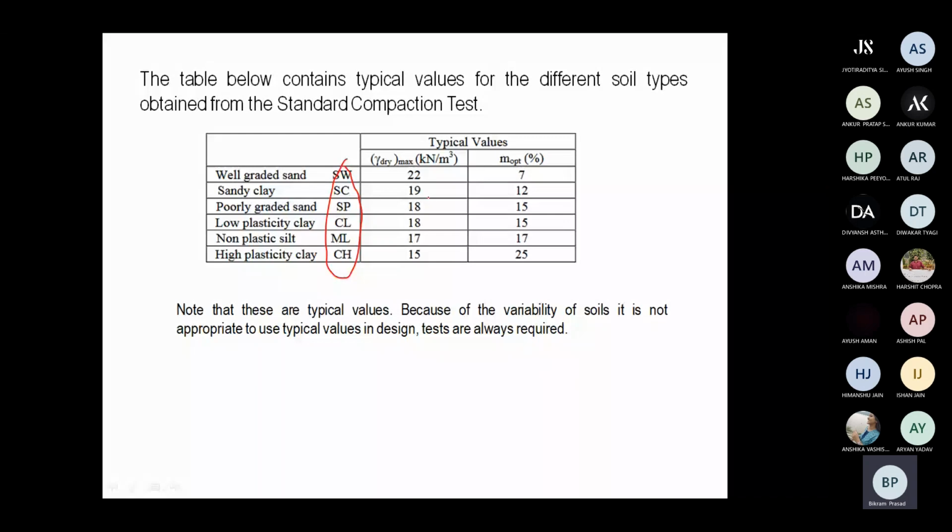You can see the optimum moisture content values are increasing for different soils. These are the values for different soils, so we cannot compare them together. Note that these are typical values. Because of the variability of soil, it is not appropriate to use typical values in design; tests are always required. So obviously we cannot use them directly, but yes, if these values are given, we can use them.